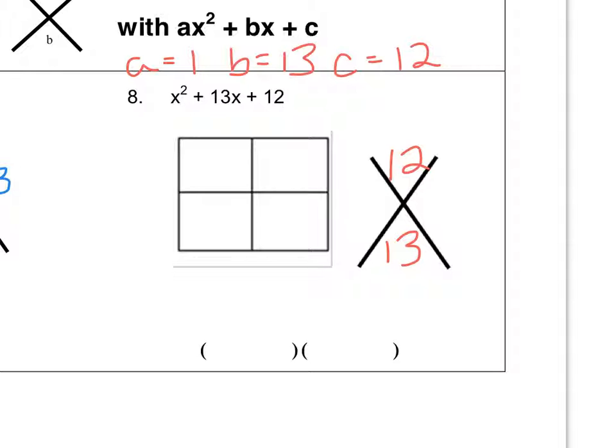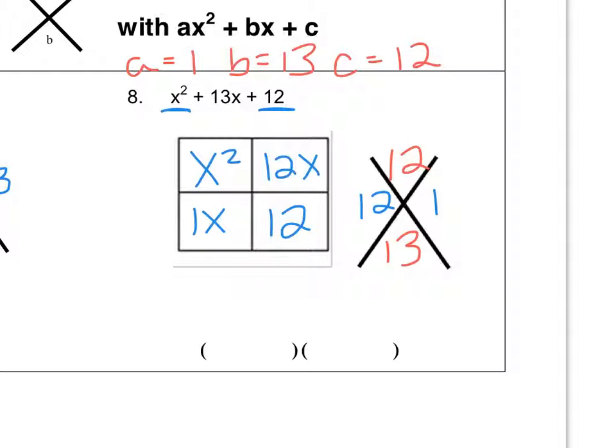Let's go ahead and fill out our puzzle, what we already know. Our first term goes in the first box, our last term goes in the last box. And now we're going to look at the X puzzle to figure out our peanut pair. And I know that 12 times 1 is going to equal 12 and add up to 13. So I can go ahead and fill in my peanut pair, 12x and 1x.